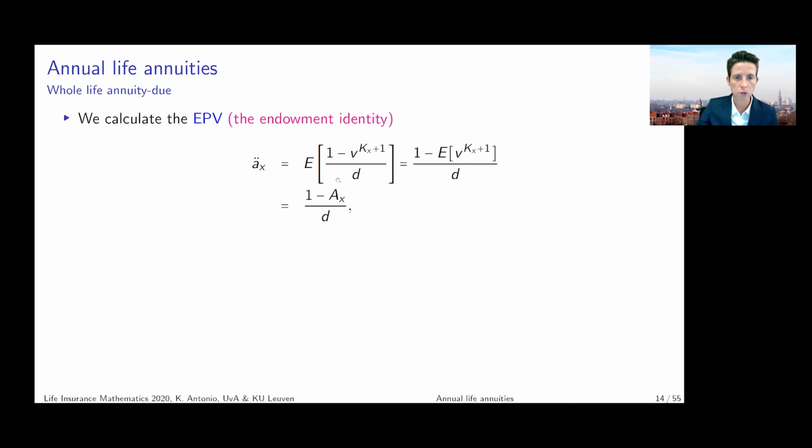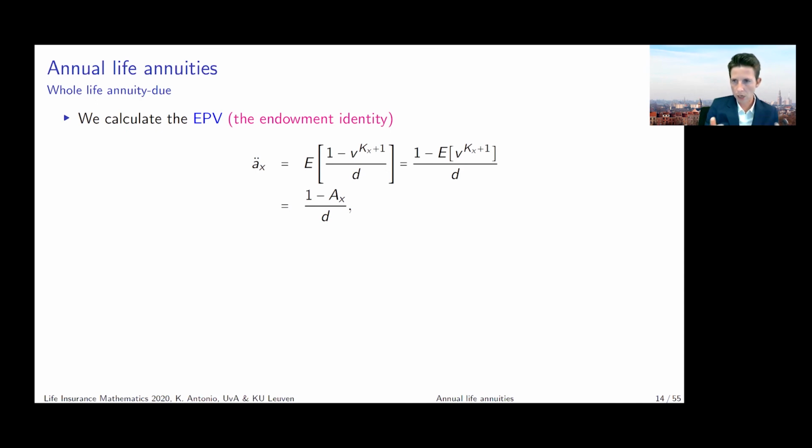So our present value random variable was the expression here in the brackets. If we can get the expected value of this, then we've got the actuarial value of this whole life annuity due, right? The expected value operator goes through this expression. So we're left with calculating the expected value of v to the power K_x plus 1. And you should recognize that from the chapter on life insurance products, that is exactly the capital A_x. That's exactly the actuarial value of a whole life discrete insurance product issued to an x-year-old.